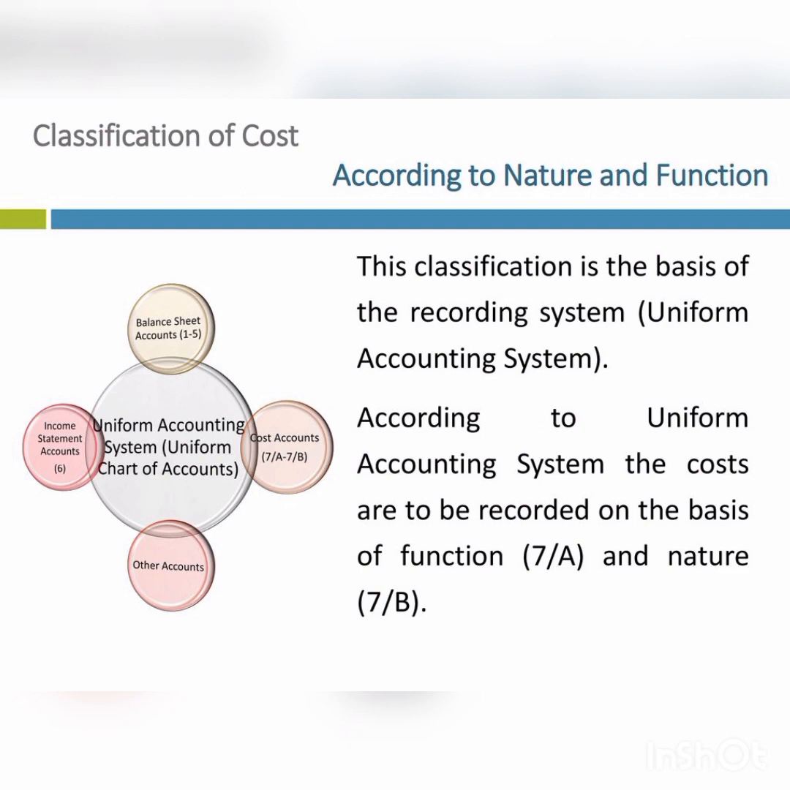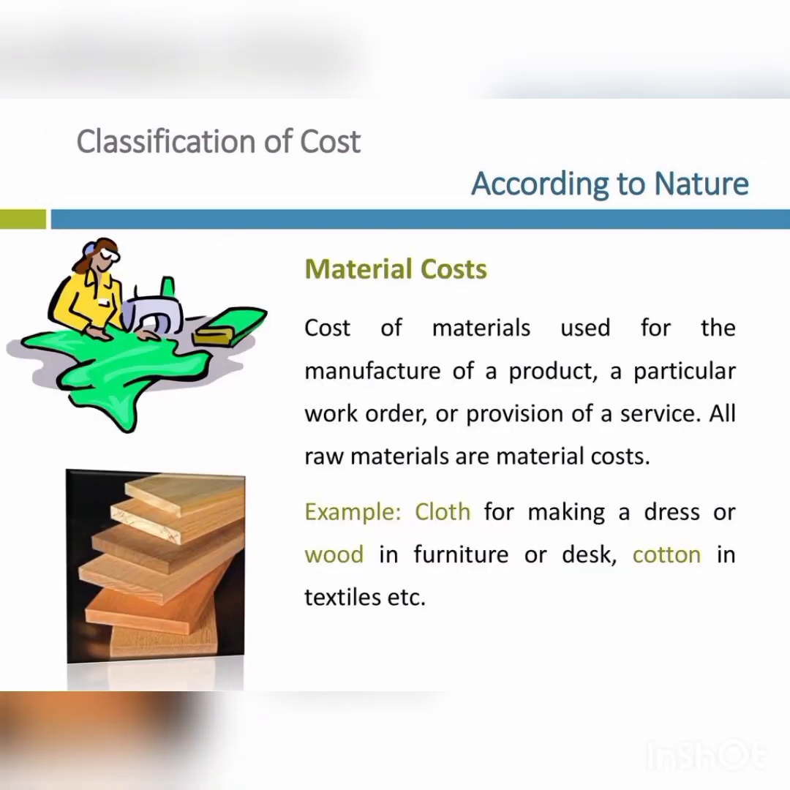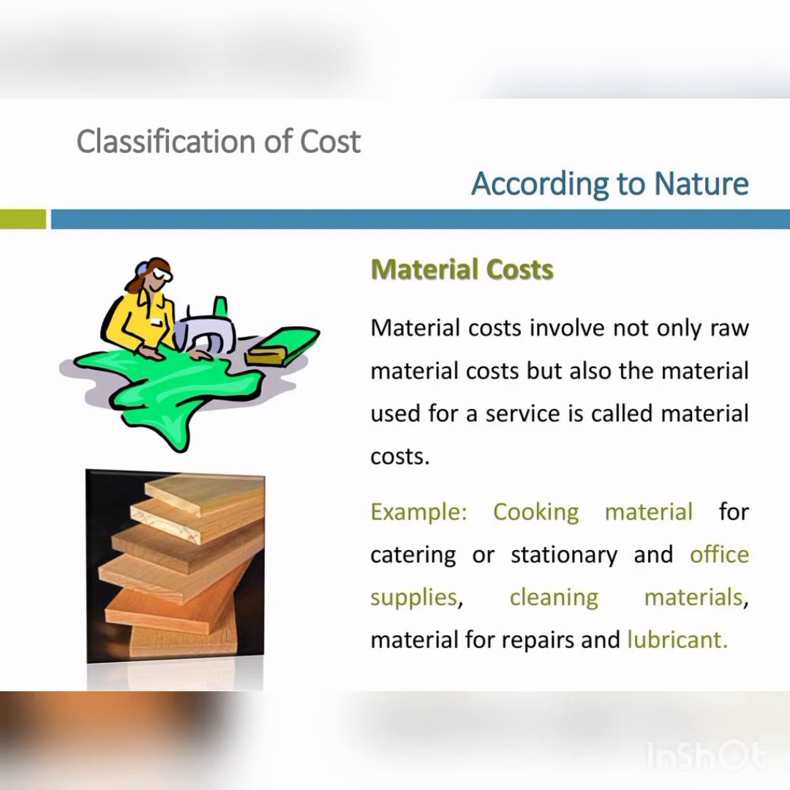Classification of cost according to nature and function. Nature consists of three objectives: material, labor, and other expenses. Function consists of production cost, selling cost, administrative cost, research and development cost. According to the identifiable cost center and production, direct cost and indirect cost. According to behavior, fixed cost and variable cost. According to nature and function, the classification is the basis of the recording system. It means a uniform accounting system.